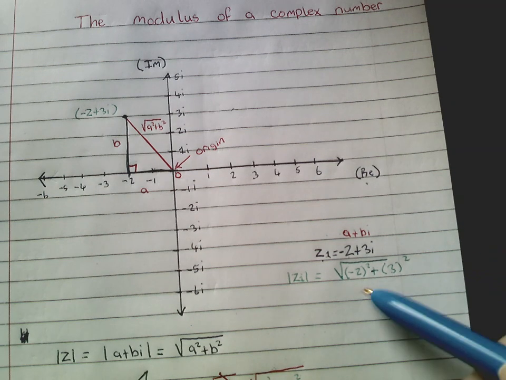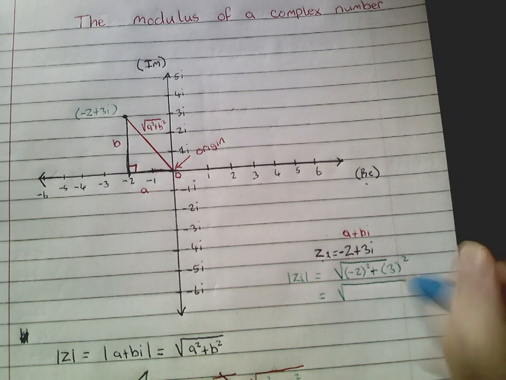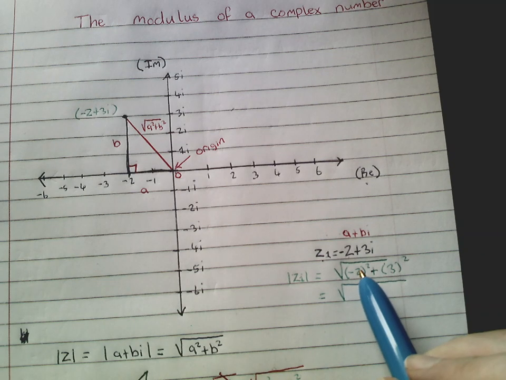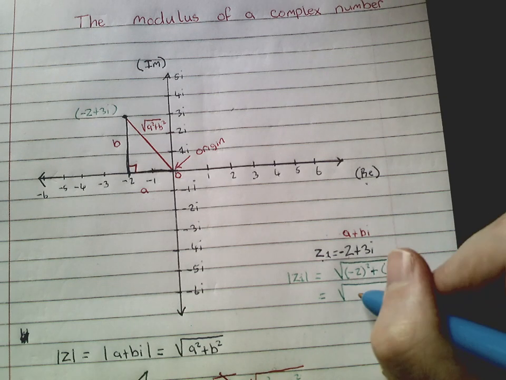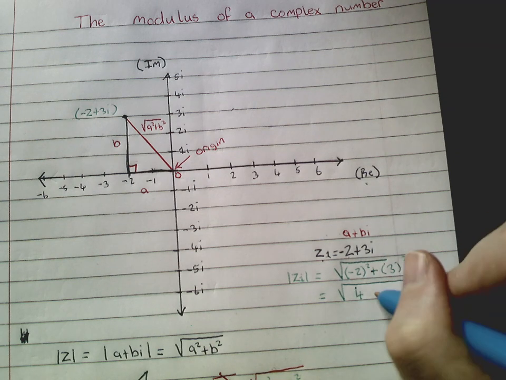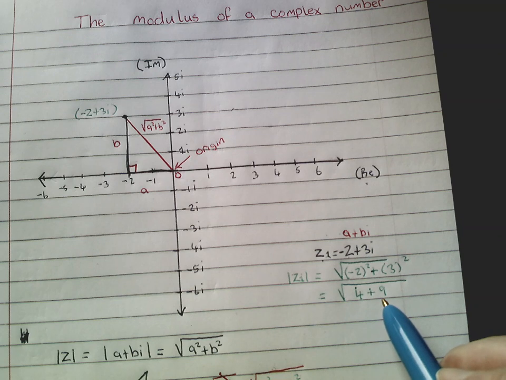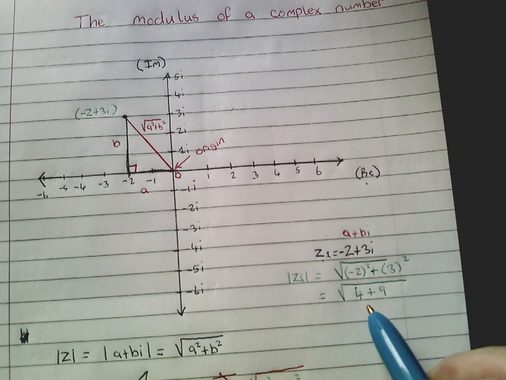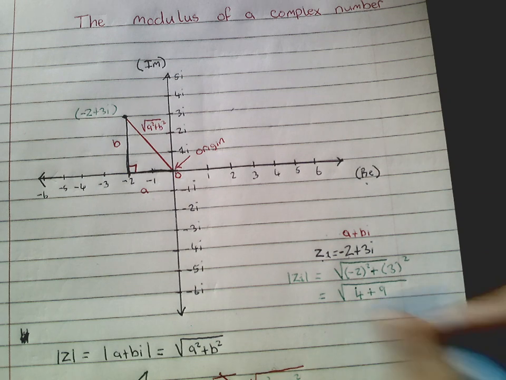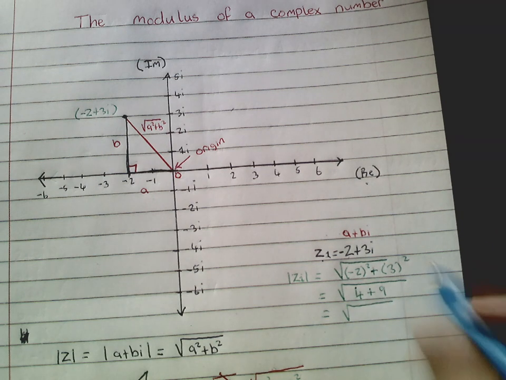Then we can work this out. This is equal to the square root of minus 2 multiplied by minus 2, which gives me 4, and then 3 by 3 gives me 9, so it's plus 9. If we add these together, it's equal to the square root of 4 plus 9, which is 13.